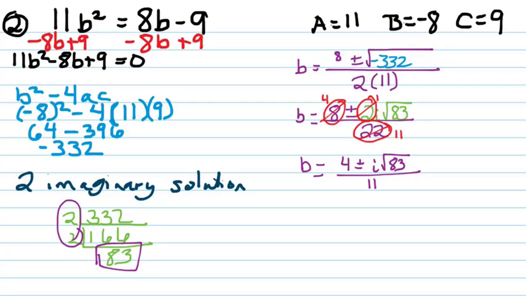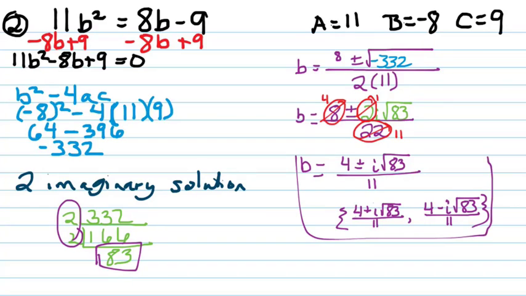That is one way you might see your solutions written. Another way is if it's in set notation, you'll separate them out usually. So you'll have 4 plus i on the square root of 83 divided by 11, comma, 4 minus i times the square root of 83 divided by 11. So those are your two imaginary solutions. So either one of these will be acceptable unless it asks for it in set notation.